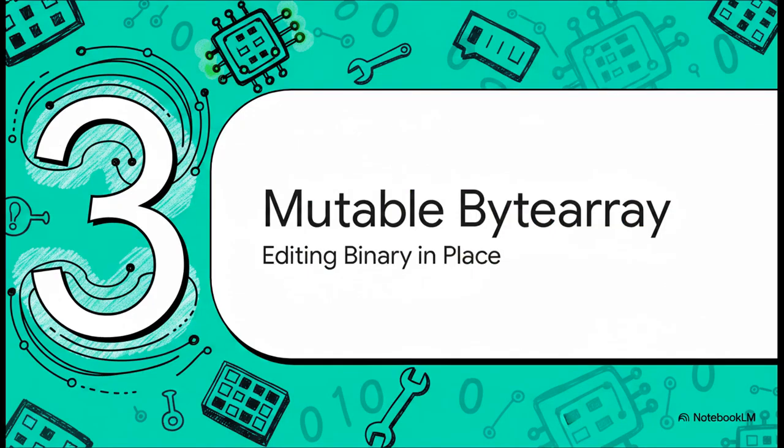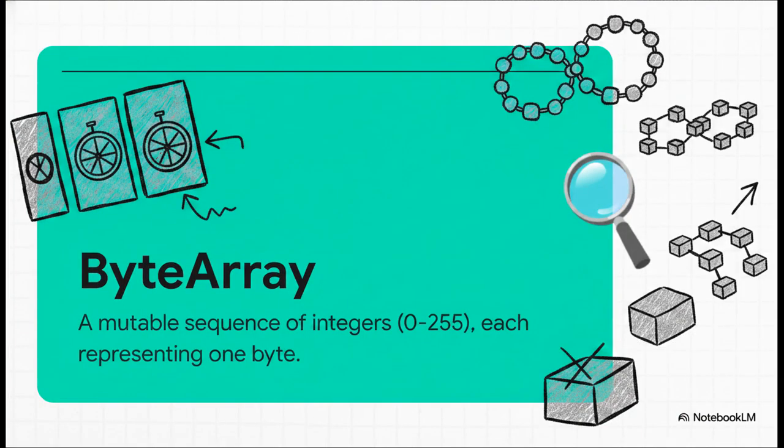Moving right along to Section 3, mutable binary with bytearray. Typically, when you're working with text in Python, you encode a string into standard immutable bytes.